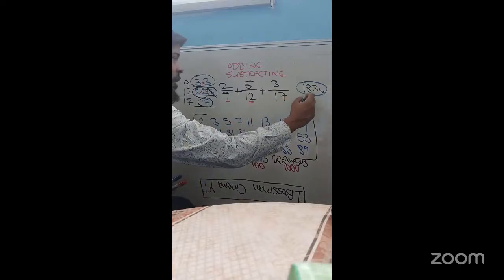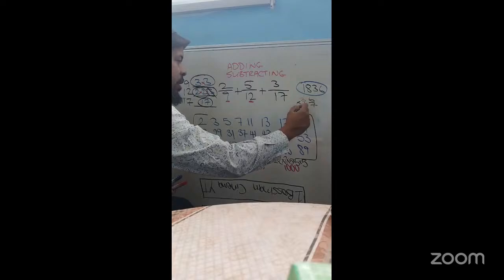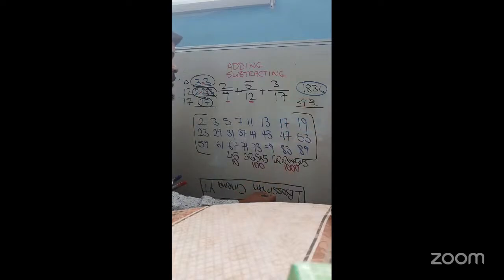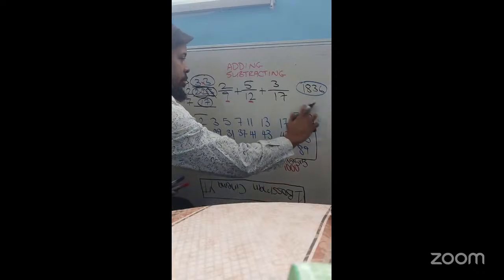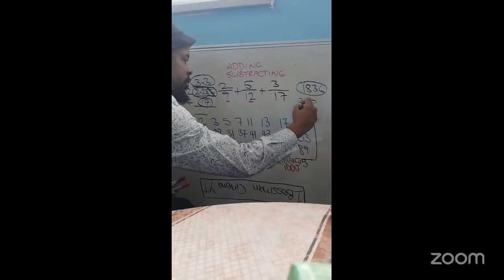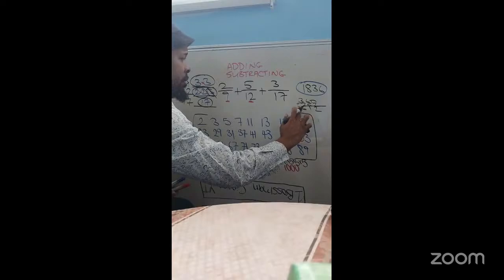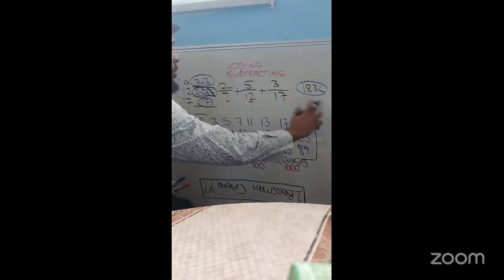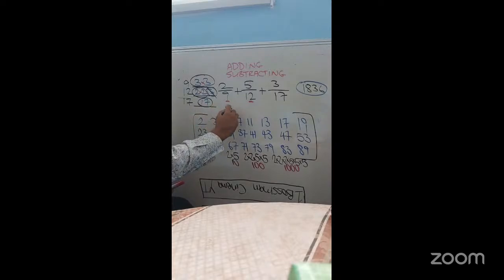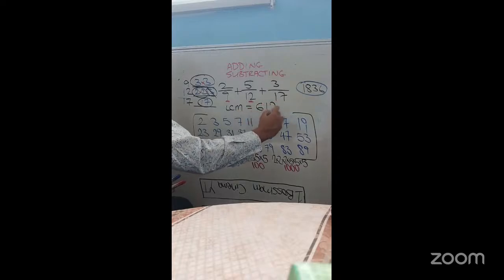So let's see. 36 by 17. So 252 plus. So we have this. Oh, okay. All right. So the LCM would be 612. Right? Now that is what would happen.